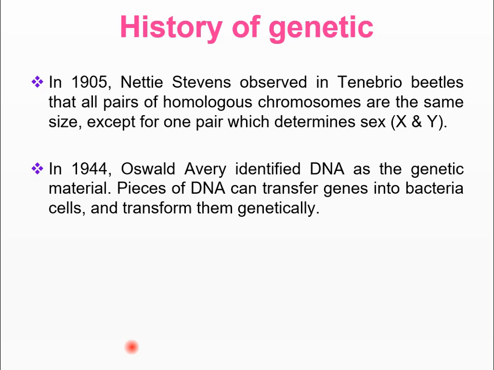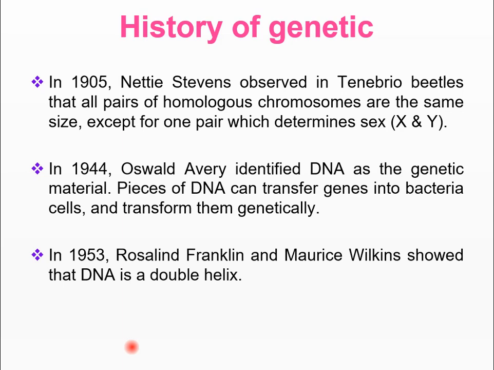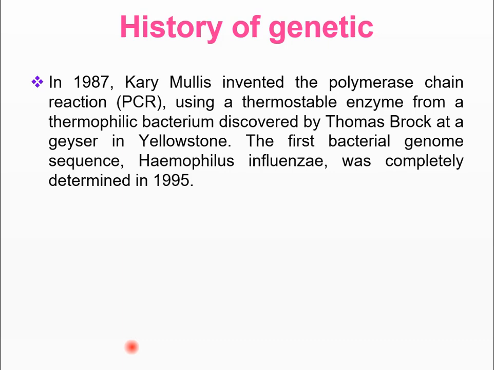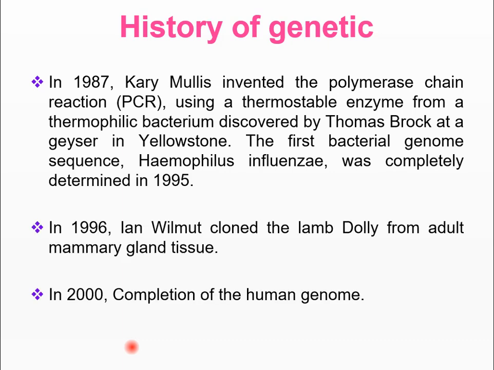Pieces of DNA can transfer genes into bacterial cells and transform them genetically. In 1953, Rosalind Franklin and Wilkins showed that DNA is a double helix for the first time. In 1970, a scientist discovered reverse transcriptase in retroviruses. The most important things: in 1987, Mullis invented the polymerase chain reaction (PCR). In 1996, Wilmut cloned the lamb Dolly from adult mammalian gland tissue. Finally, in 2000, the human genome was completed.